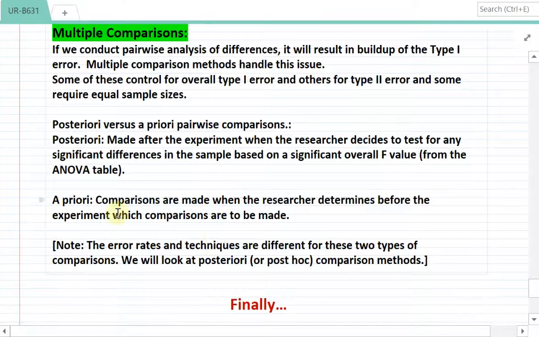And of course, for these two, the error rates and techniques are different for the two types of comparisons. And again, the a posteriori is also called post hoc comparison methods. Okay, now remember the terms here.